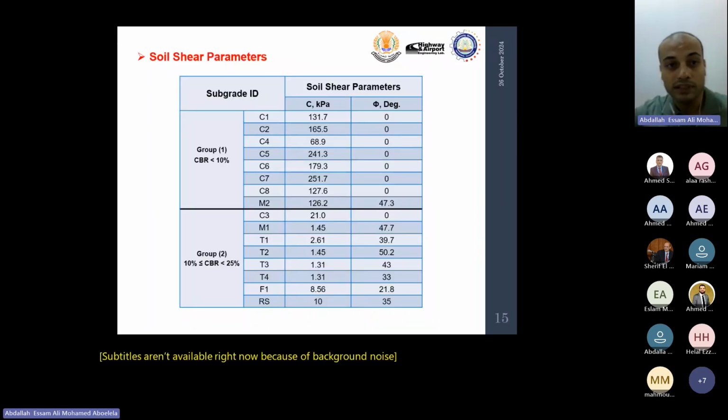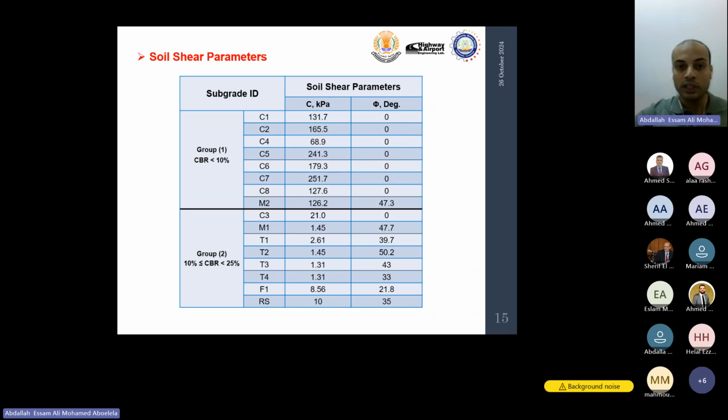And this is for soil shear parameters. The table shows the values of shear parameters for two groups. Group one is for CPR values less than 10%, and the second is for higher than 10% and less than 25%, as shown in the tables. In group one, all or most of the materials were clay soil, so they have only the C value, and the other group includes the two parameters, C and phi.